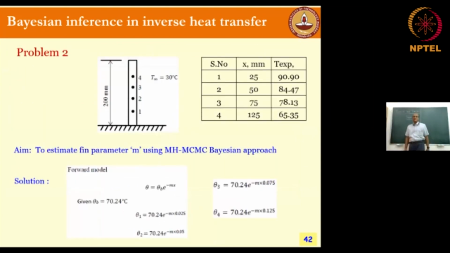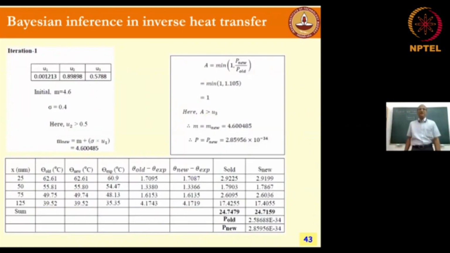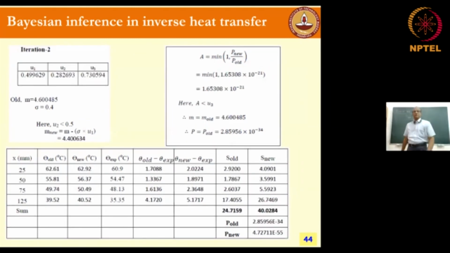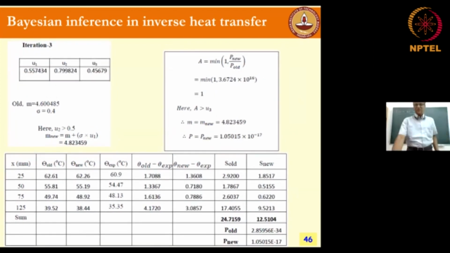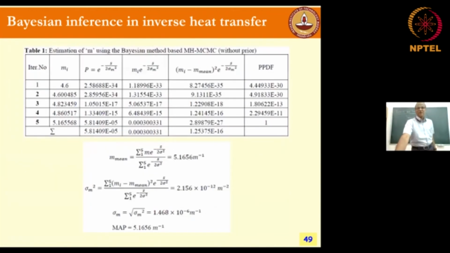Then this is a fin problem from bottom to top. There are 4 temperatures. This is a long fin, theta by theta_b equals e to the power of minus mx. We gave some temperatures. Iteration 1, first 3 random numbers. Okay, so this is how we proceed. So these are the various iterations. All right. Okay, so finally the fin parameter. For each of the samples you get the PPDF and then you'll be able to get the MAP.